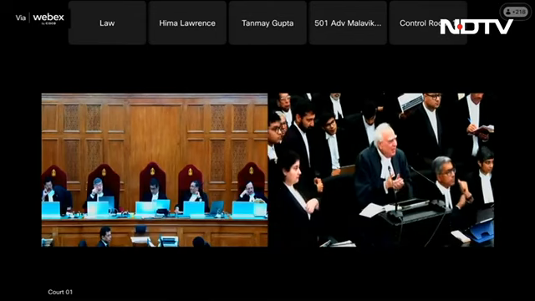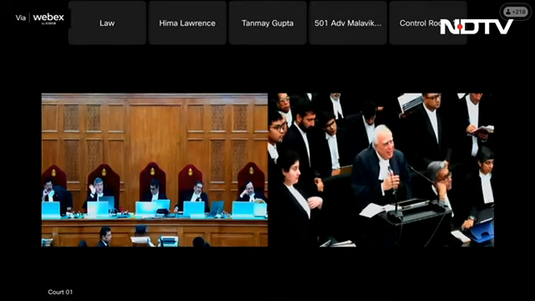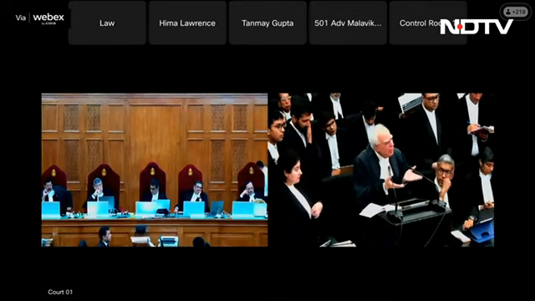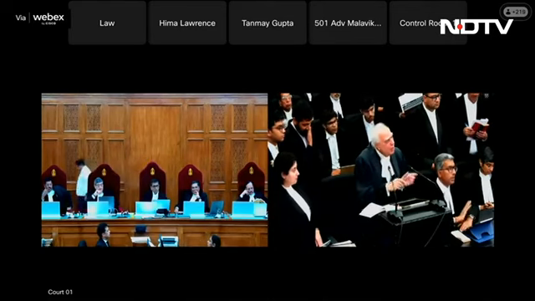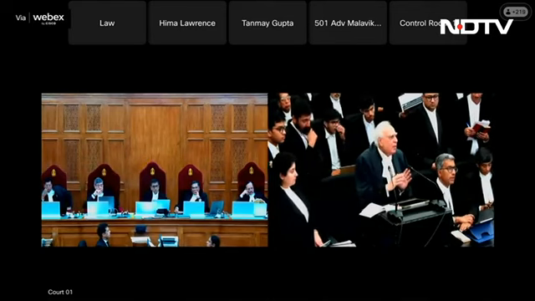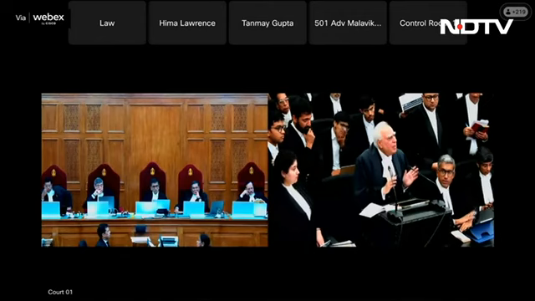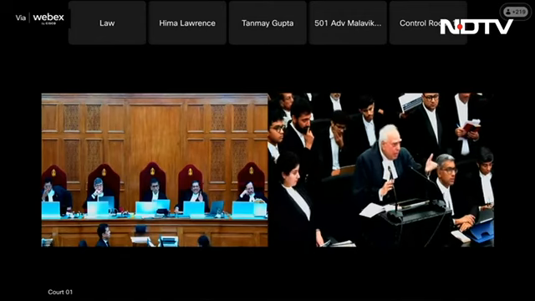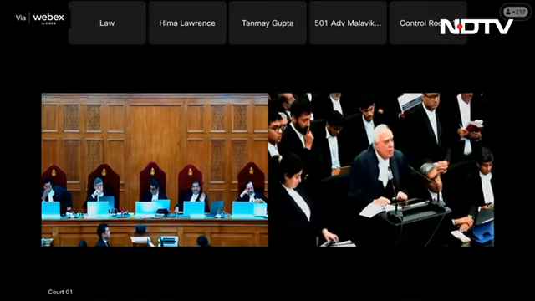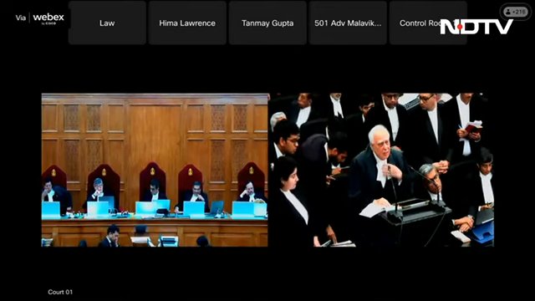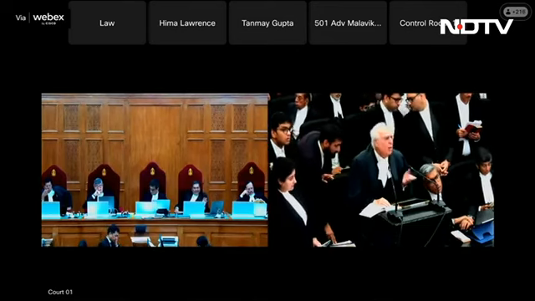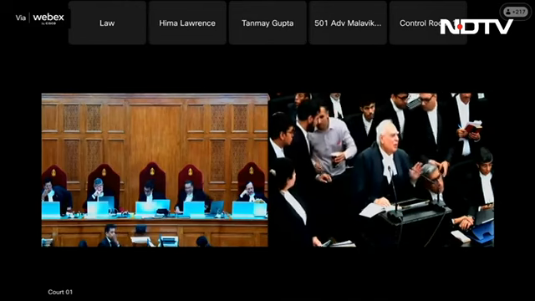D is 370 and C is Article 1. And 1 is integration, so that can't be touched. Part of India can't be touched. 370 can't be touched. All other things can be touched. C doesn't say 370 cannot be touched. In fact, clause 3 makes it very clear it can be touched.